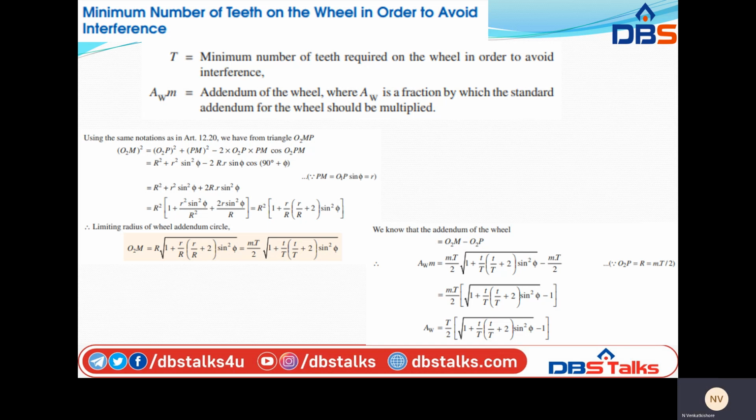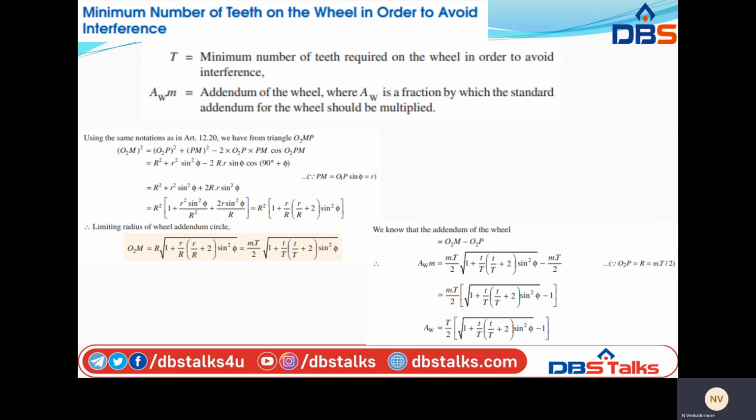Previously we discussed the minimum number of teeth on the pinion in order to avoid the interference. Now in this topic, the minimum number of teeth on the wheel in order to avoid the interference. So here we need to find capital T. Mostly both of the formulas may be the same, so we will check it now.